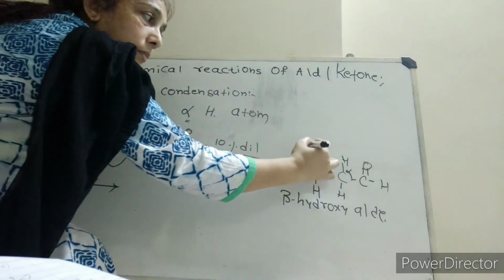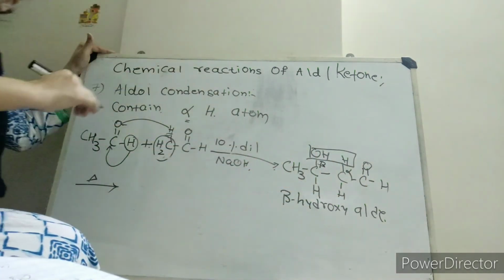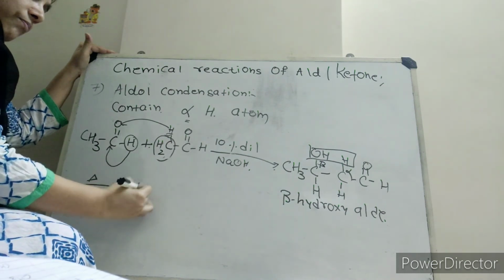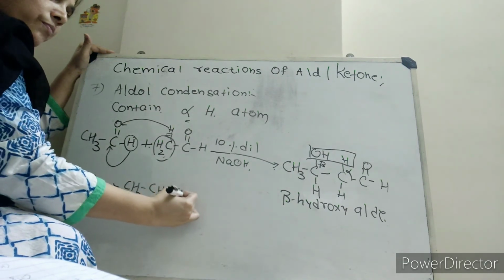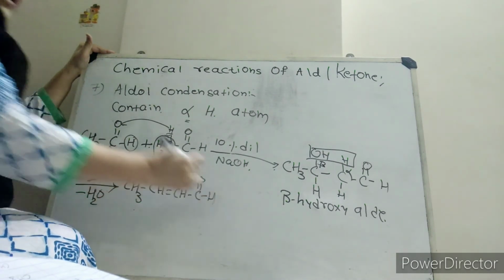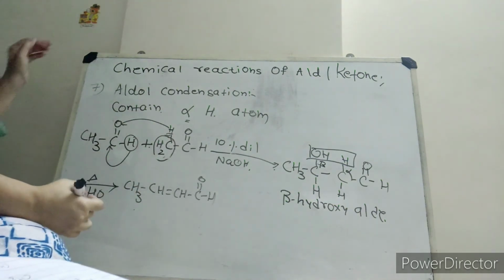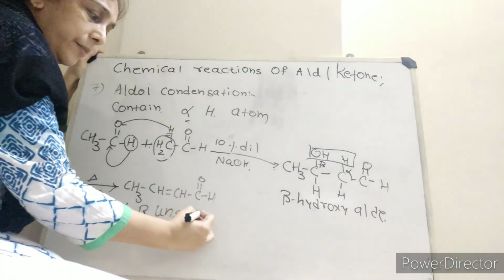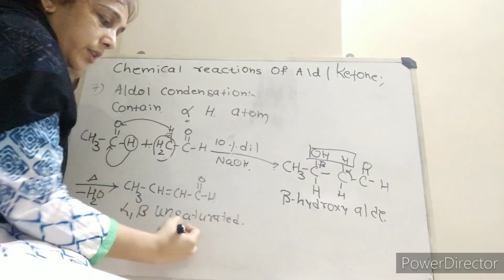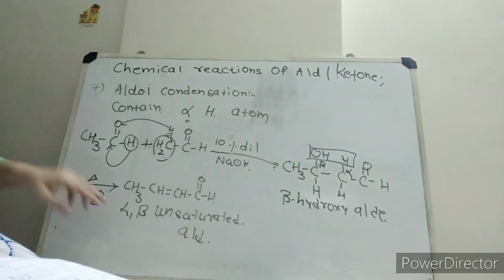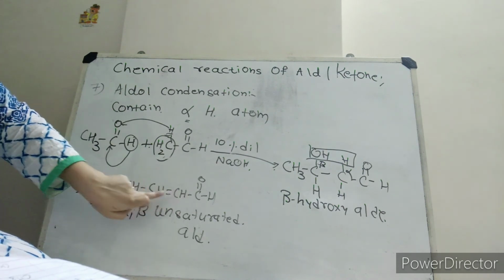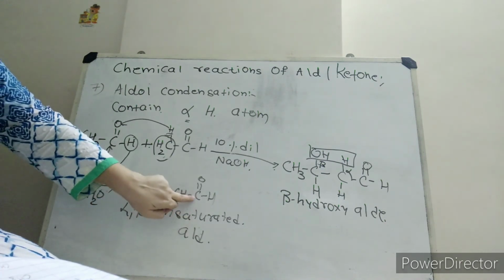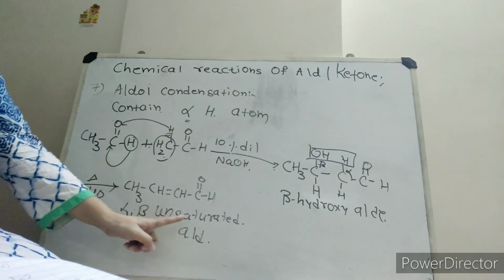Step number 2: if this beta hydroxyaldehyde is heated, then what do we get? This H and OH combine and a water molecule is given out to form CH3, CH double bond CH, C double bond O, H. It is also known as alpha beta unsaturated aldehyde. Alpha beta, because this is the alpha carbon, this is the beta carbon, and unsaturated means a double bond between these two carbons, ending with an aldehyde.